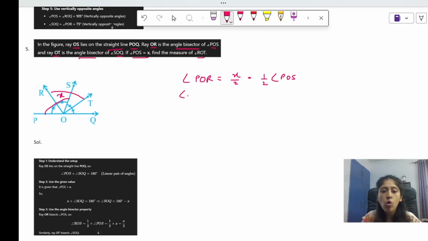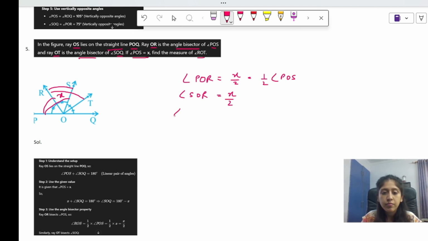Now, I can also write SOR as X by 2. Yes, that is the same thing, half of POS. Okay. So, we have found out POR, this angle, and we have found out this angle. I hope this is clear. Now we are going to find SOT, SOQ, TOQ, all these angles. How we are going to find? I just told you that these angles, they lie on a straight line, so इसका sum would be 180. Let's just write it out like that.